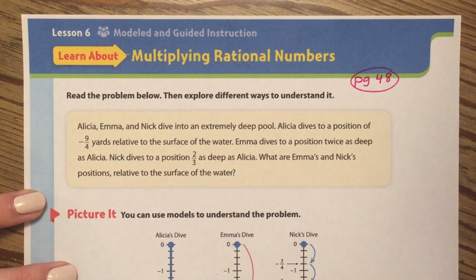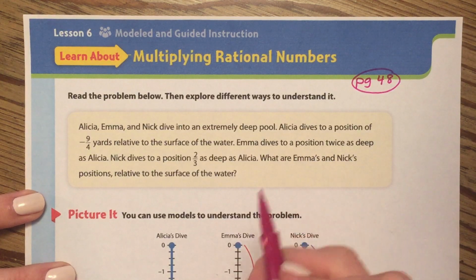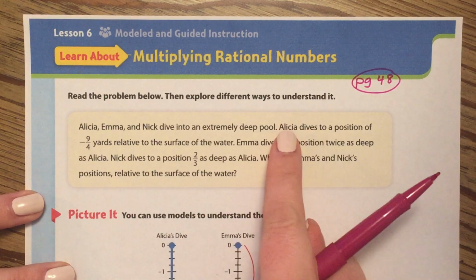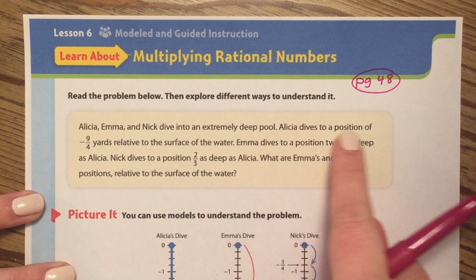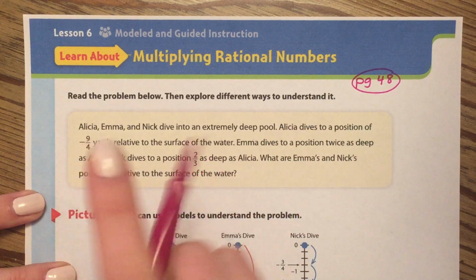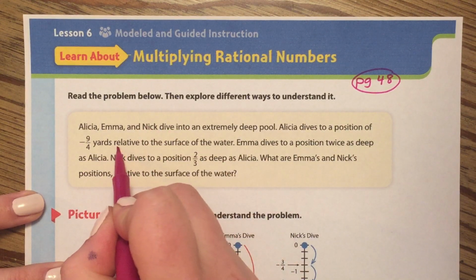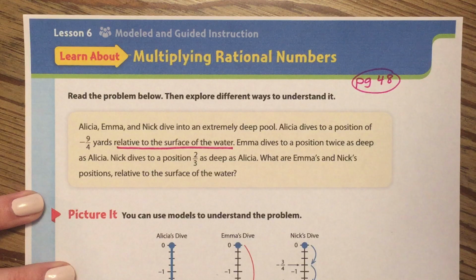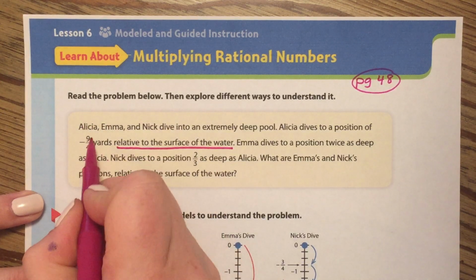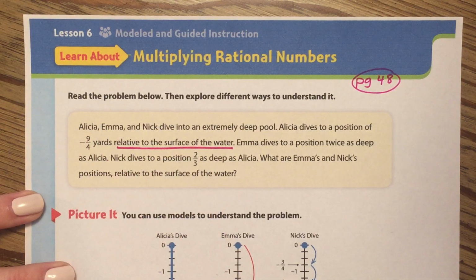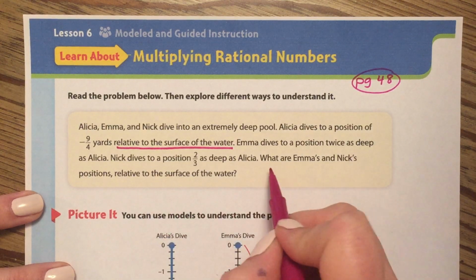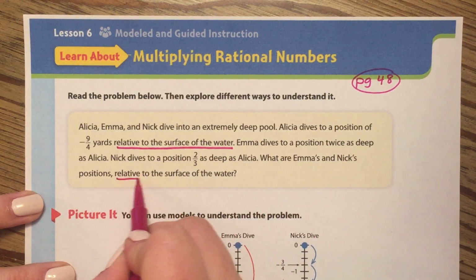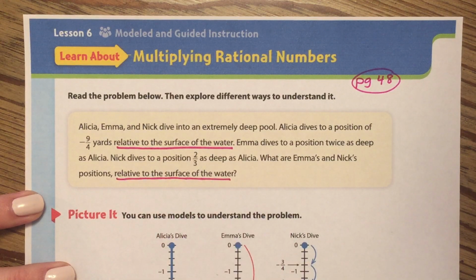Okay, so I see that we have this little phrase here that shows up twice. It says the first time, Alicia dives to a position of negative 9/4 yards relative to the surface of the water. That's a fancy way of saying she dives negative 9/4 yards below the surface. So when they ask what are the other people's positions relative to the surface of the water, they just want to know how far below the water they are.